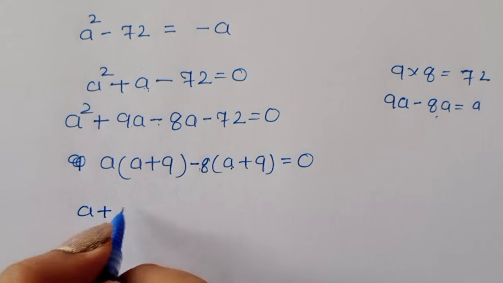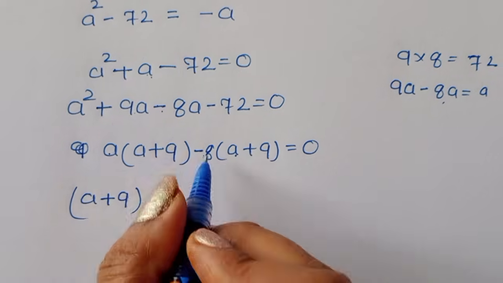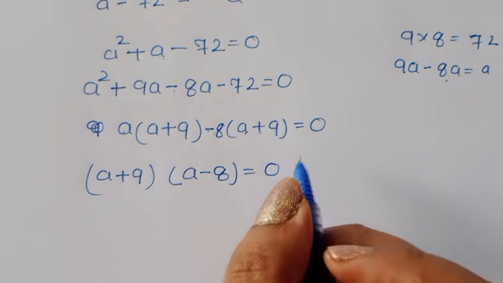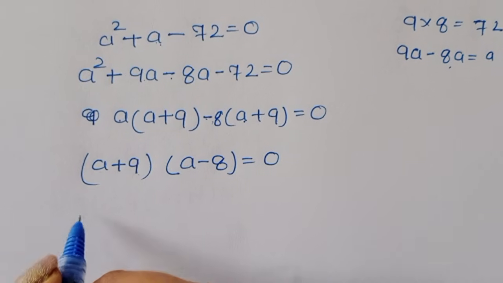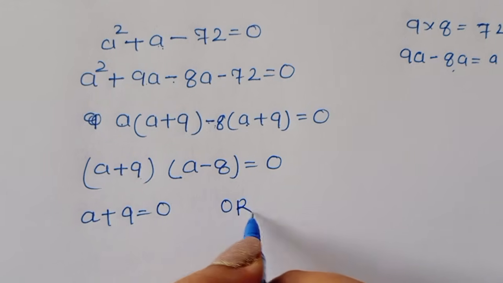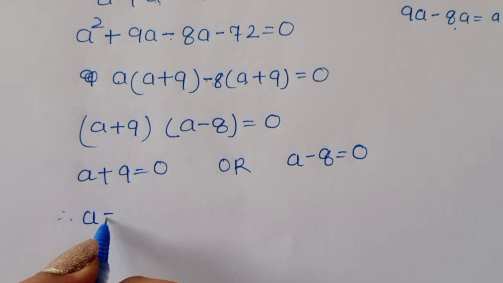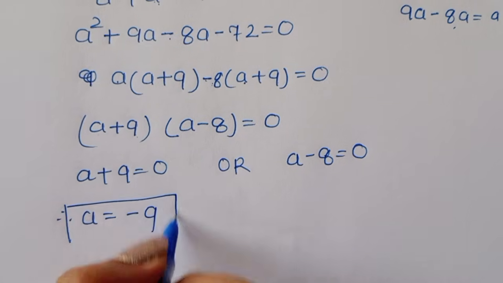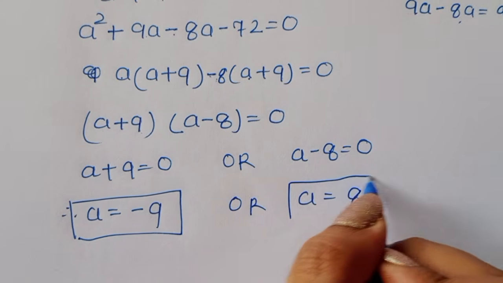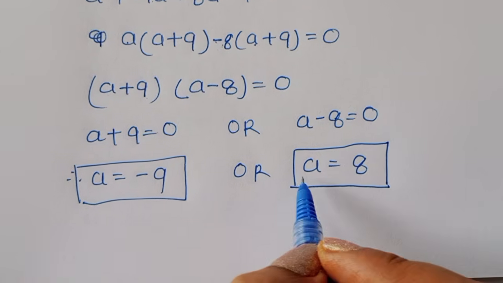So it will become (a plus 9) as the first term and (a minus 8) as the next, equal to 0. We got two equations here. The first one is a plus 9 equal to 0, or the next one is a minus 8 equal to 0. Therefore the value of a is equal to minus 9, or the value of a is equal to 8. So we got these two values of a here: the first one is minus 9 and the second one is 8.